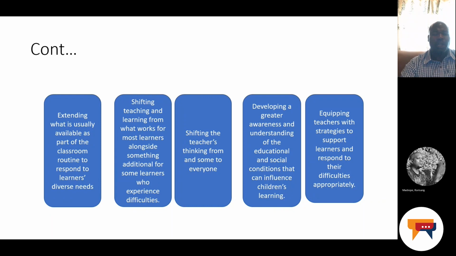And this can only be possible if teachers can be in a position to extend what is usually available as part of the classroom routine to respond to learners' diverse needs. In addition, teachers should be in a position to shift teaching and learning from what works for most learners, alongside something additional for some learners who experience difficulties.